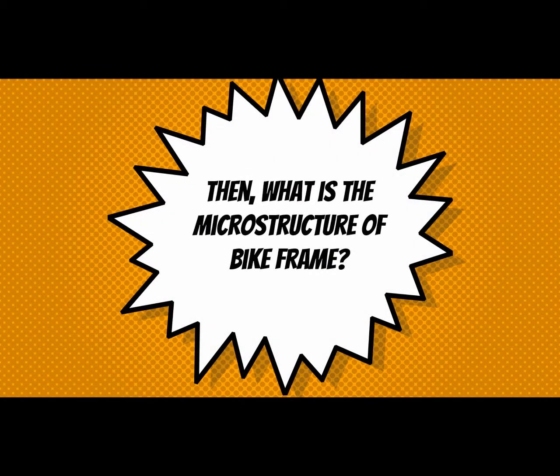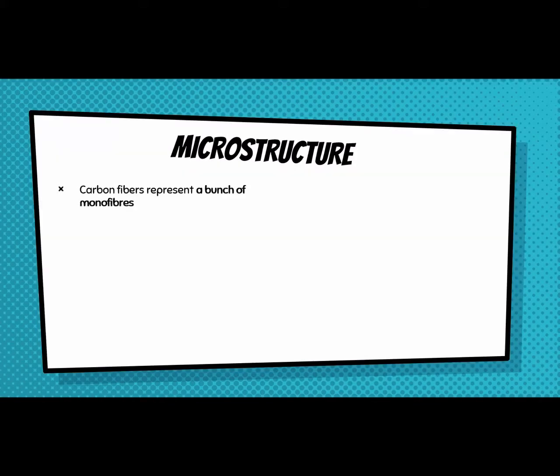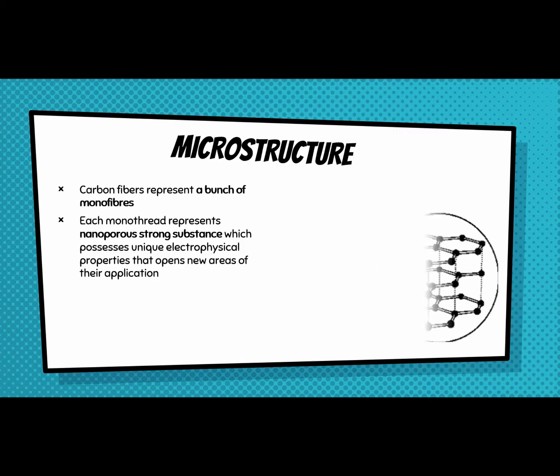Then, what is the microstructure of the bike frame? The microstructure of carbon fibers represents a bunch of monofibers whose quantity depends on the carbon fiber's brand, which can change in very wide limits from several thousand to 10,000 pieces. Each monothread represents a nanoporous strong substance which possesses unique electrophysical properties that open new areas of application.